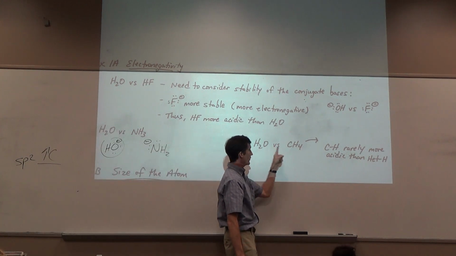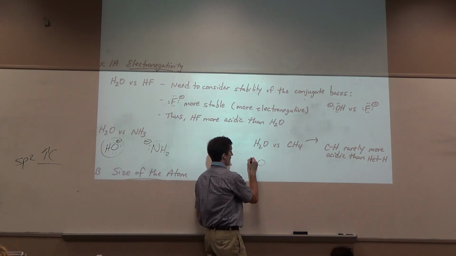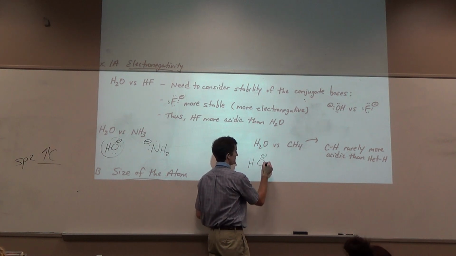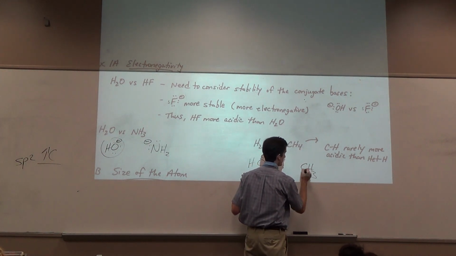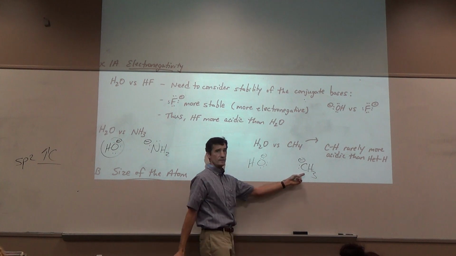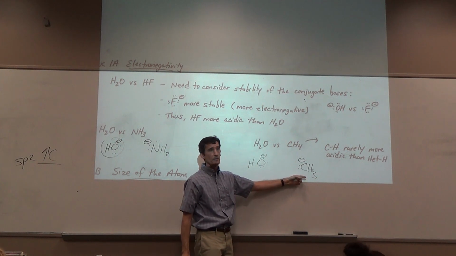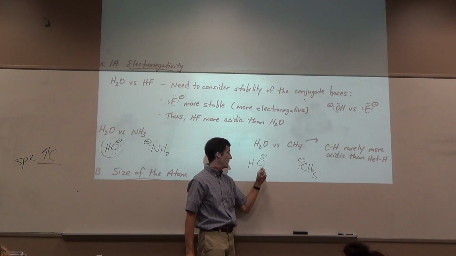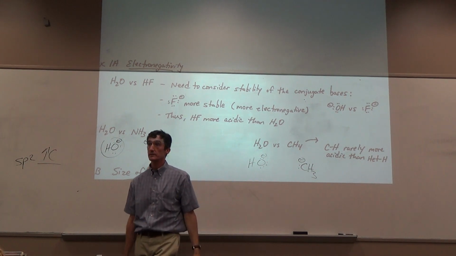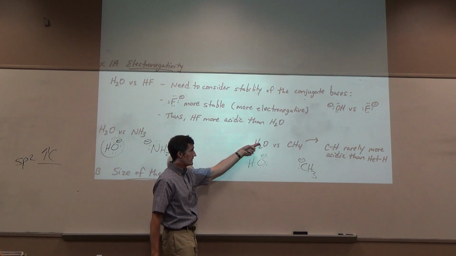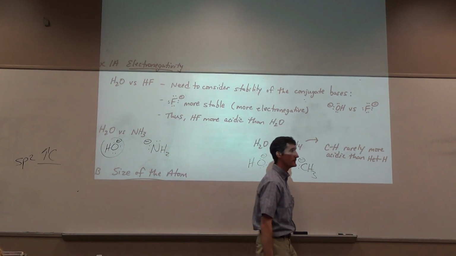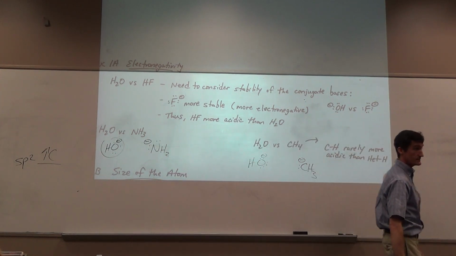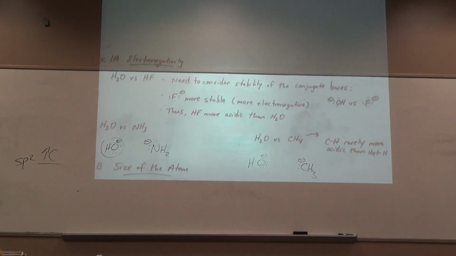Which is more acidic, water or methane? I mean, hydroxide versus CH3 minus, with the lone pair. Carbon is not that electronegative. Carbon really hates being minus. We'll see it being minus. Oxygen doesn't mind being minus. So it's much more willing to act as an acid. Those are electronegativity.